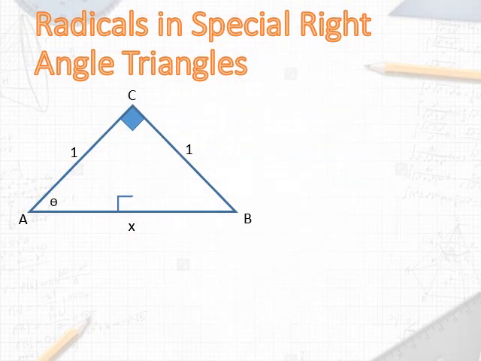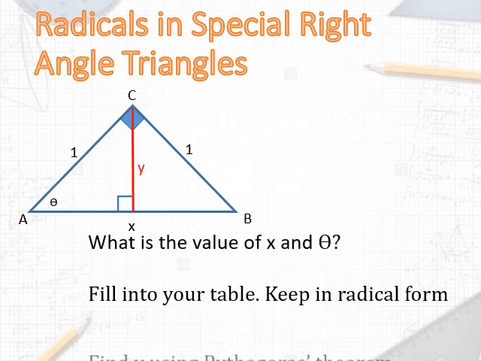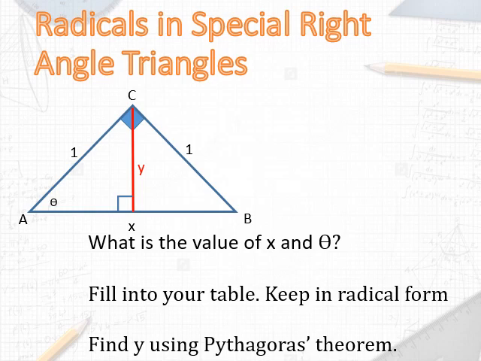Okay, so let's take a look at a special right triangle, which we're going to use to figure out that table. What I'd like you to do here is find the value of X and then also theta. And then also when you find that angle, which you'll see what I'm talking about in a second, I want you to fill out the table. And use Pythagoras' theorem to find Y. That will also help us in a couple minutes. All right, take a shot at it.